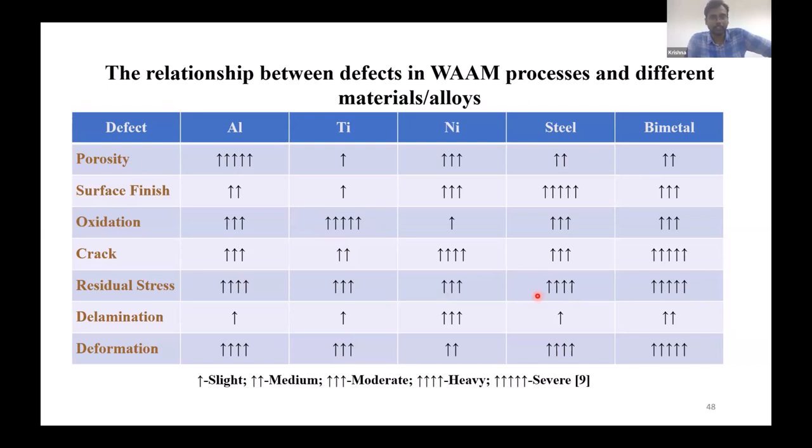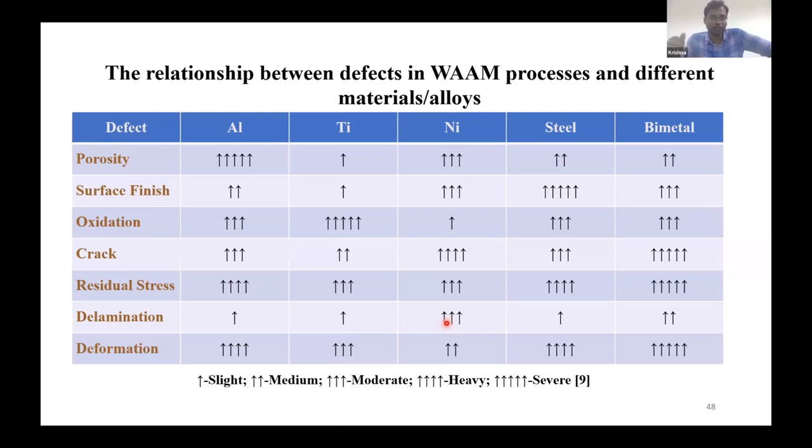And delamination is quite low, but in the case of Inconel alloys, if you are not using proper current conditions, then there might be some chances of improper bonding between the layers, and these layers will just come out. So we can see in the cold metal transfer, the bead will not be perfectly joining with the substrate.